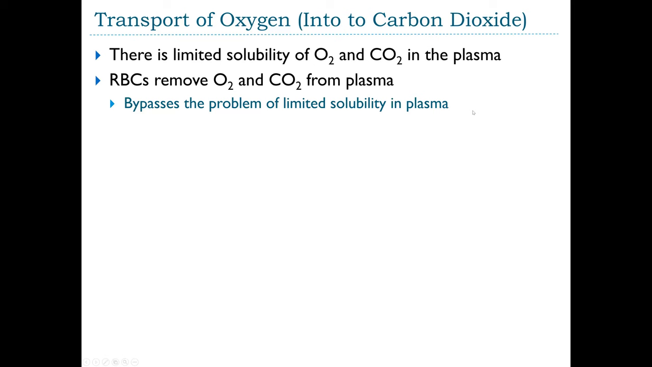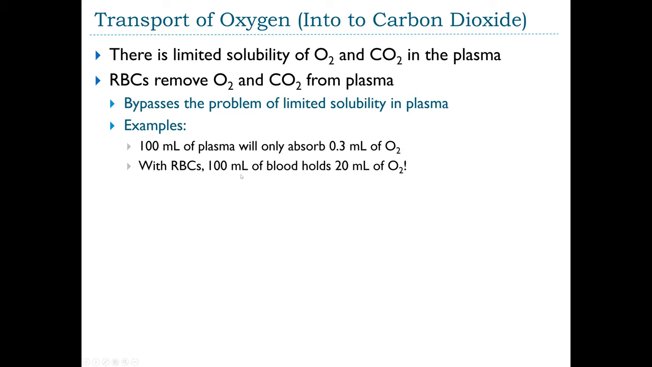And so this is most easily seen if we look at the numbers. So if we did not have red blood cells and all we had was the liquid portion of the blood, the plasma, 100 milliliters of plasma would only be able to absorb and contain 0.3 milliliters of oxygen. But with the red blood cells, 100 milliliters of blood can hold 20 milliliters of oxygen. So the red blood cells give the blood the higher ability to transport these gases.